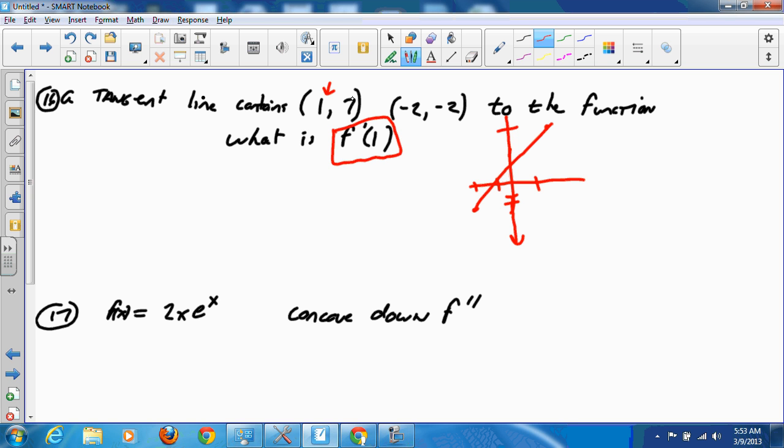Well, if the tangent line to that point is also on the graph, on the function itself, its derivative is going to equal the slope of the secant line here. So all we have to do is find the slope of these 2 points. So 7 minus negative 2 over 1 minus negative 2. So hopefully that'll get us an answer. And whatever this slope is, this positive value, is going to be the derivative at this point.